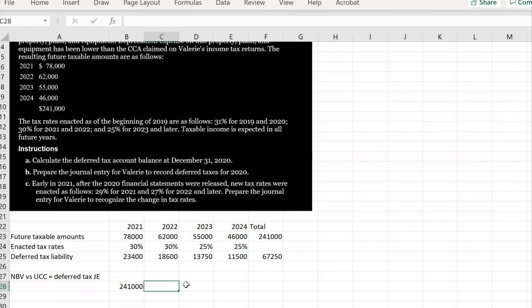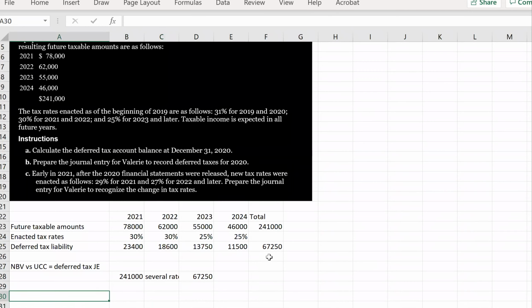So our deferred tax liability here, let's try using, is going to give me a difference of... Normally we would take this amount and the difference and multiply by the tax rate to get the difference. We don't know because there's several rates, but the difference here is going to be this $67,250. So that's going to be our deferred tax liability. So here we're going to have our deferred tax liability.